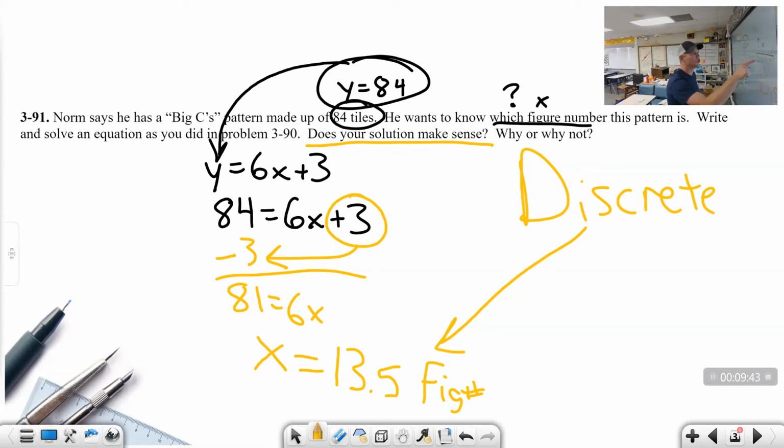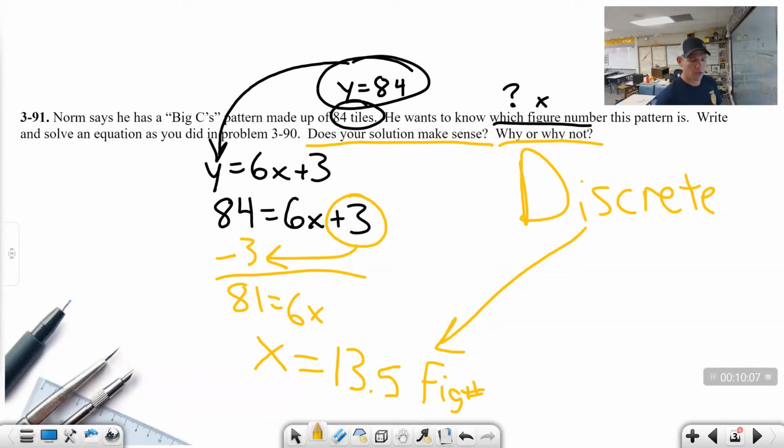Therefore, our solution does not make sense. You need to write, this solution does not make sense. Why or why not? It's a discrete problem. And we need to always be thinking about how this goes.